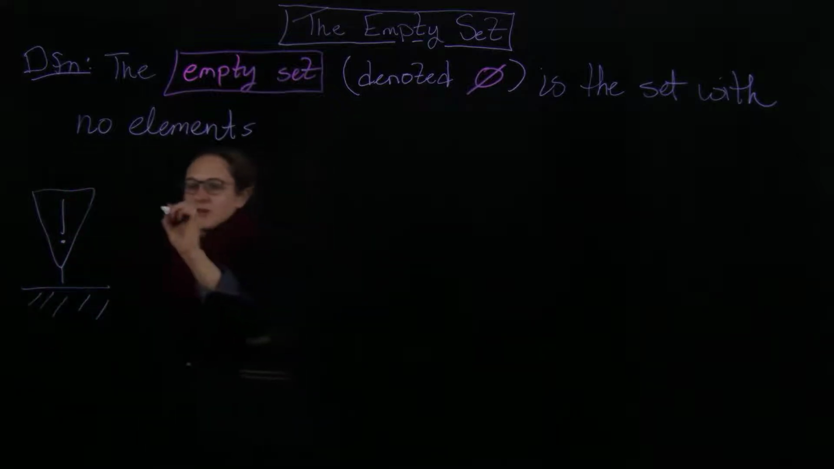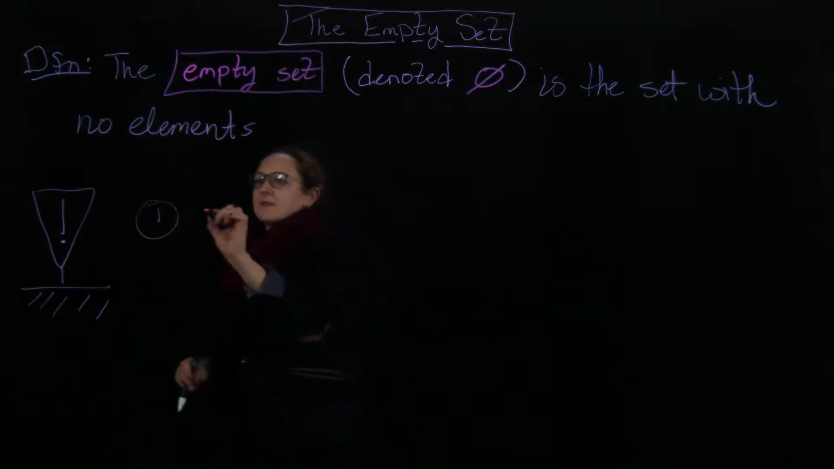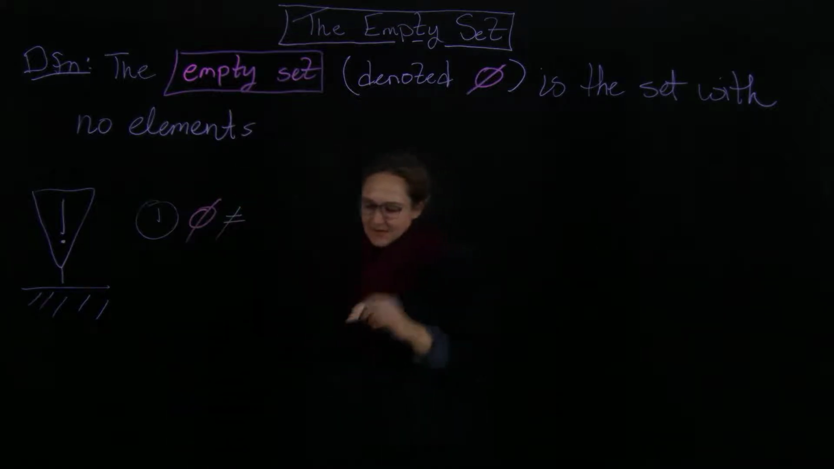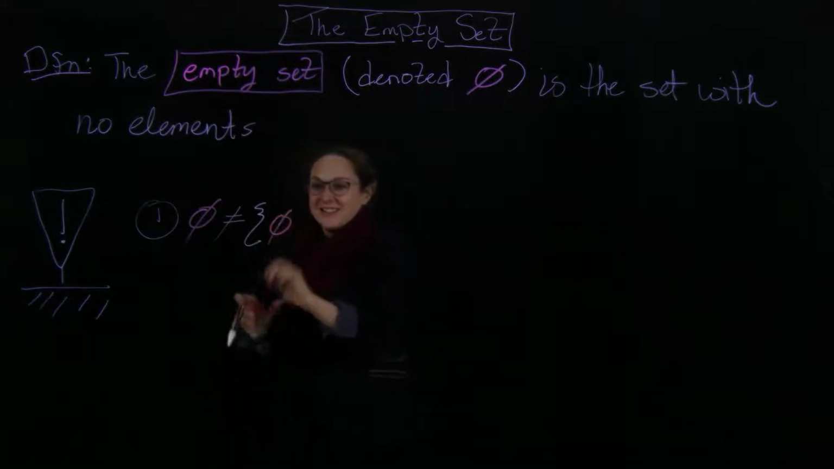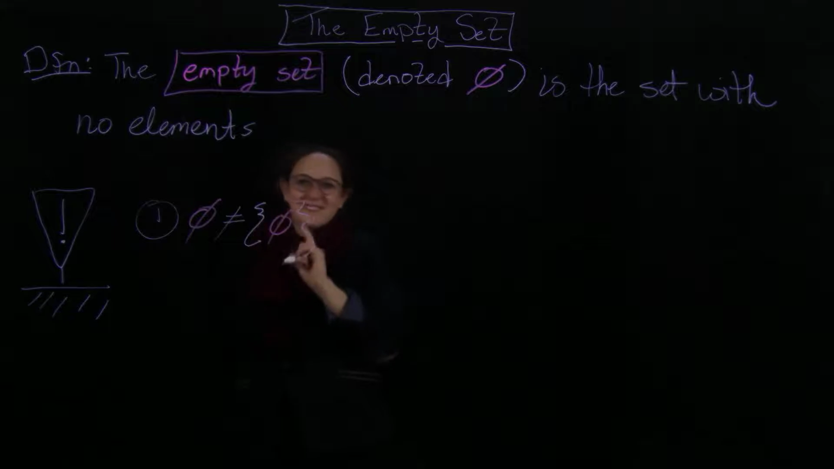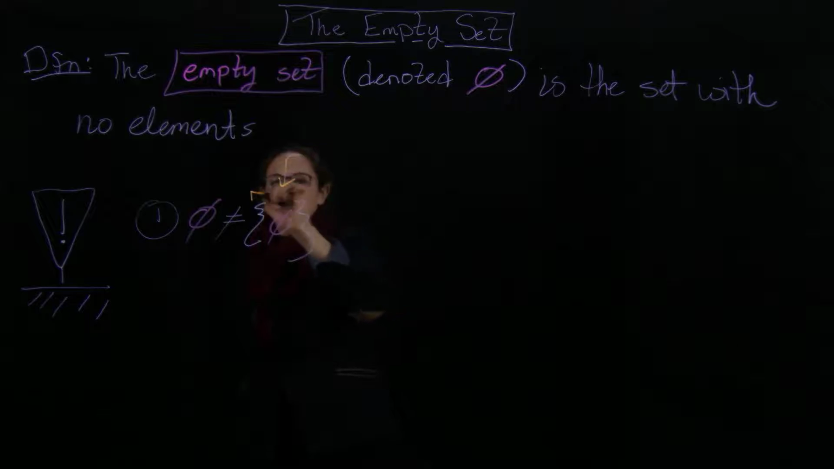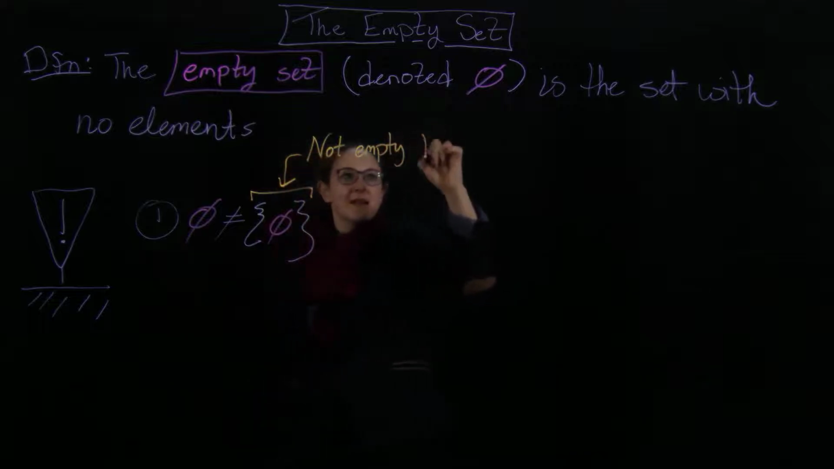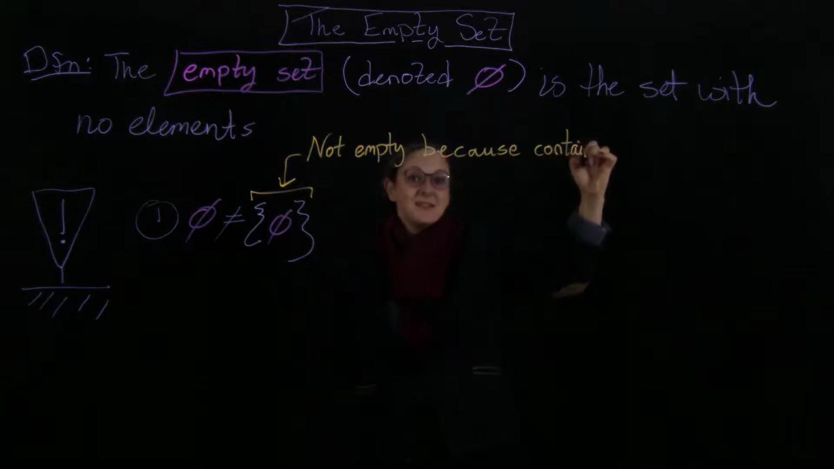Okay, so the first one is that when we have the empty set, this is the empty set, but this is not equal to what you would get if you have the set that contains the empty set. I know this feels a little funny, but this set is not empty, because it contains an element, namely the empty set.